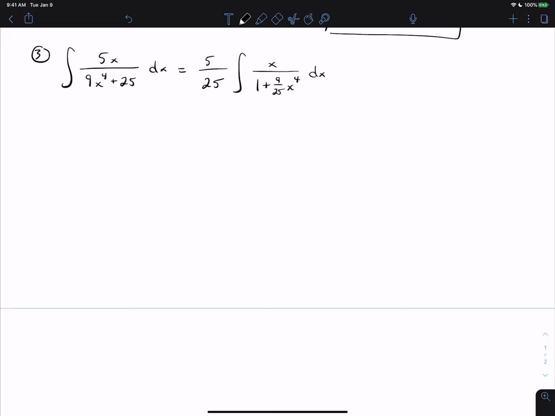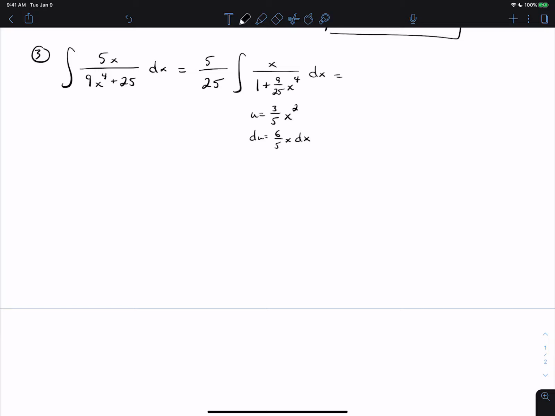Okay, now, for this to match 1 over 1 plus u squared, u has to be whatever you square to get 9/25 x to the 4th. Well, to get that, you square 3/5 x squared. So then du is 6/5 x dx. And again, the reason u is 3/5 x squared is because if we square that, 3/5 squared is 9 over 25. X squared squared, you multiply powers, so x squared squared is x to the 4th. So we now try to get this to work out.